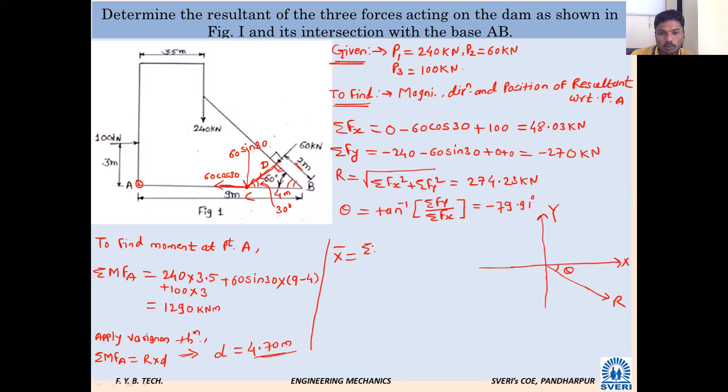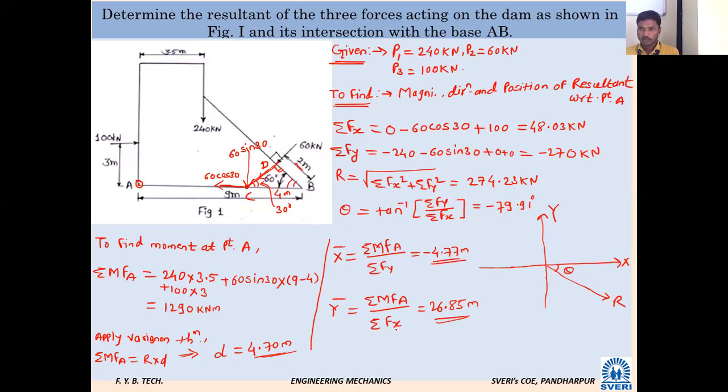X bar. What is the formula? Summation of moment due to all the forces at point A divided by summation Fy. Quickly. Your calculator will do the calculations, you only have to do the input. Sir, X bar is minus 4.77. Very good, minus 4.77 is correct. Next, Y is 26.85. Very good. Summation Fx, how much is it? 26.85 meter.